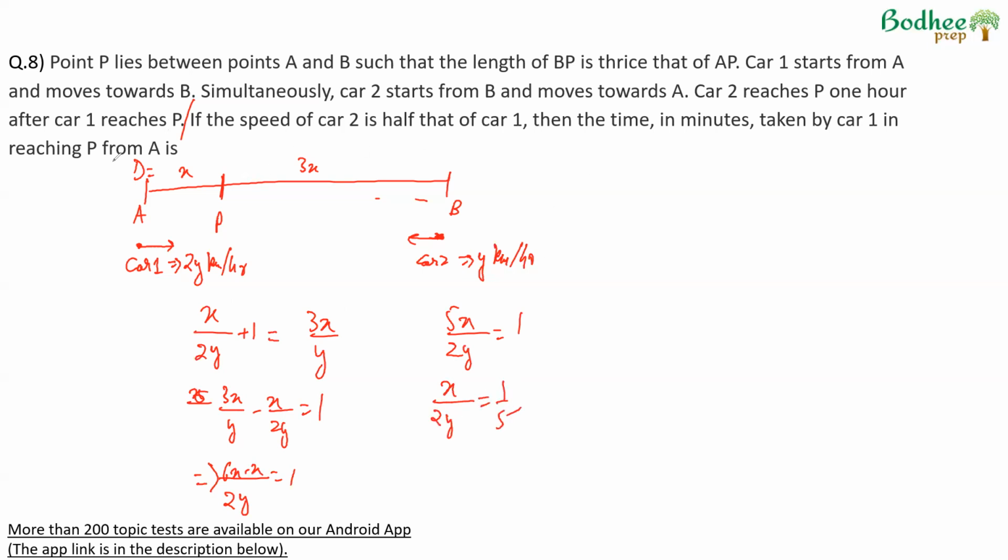Find the time taken by car 1. The time taken by car 1 to reach P from A is x upon 2y. X upon 2y is coming out to 1 by 5 in terms of hours. In terms of minutes, it will be 1 by 5 into 60, which will be 12 minutes, and that becomes the answer.